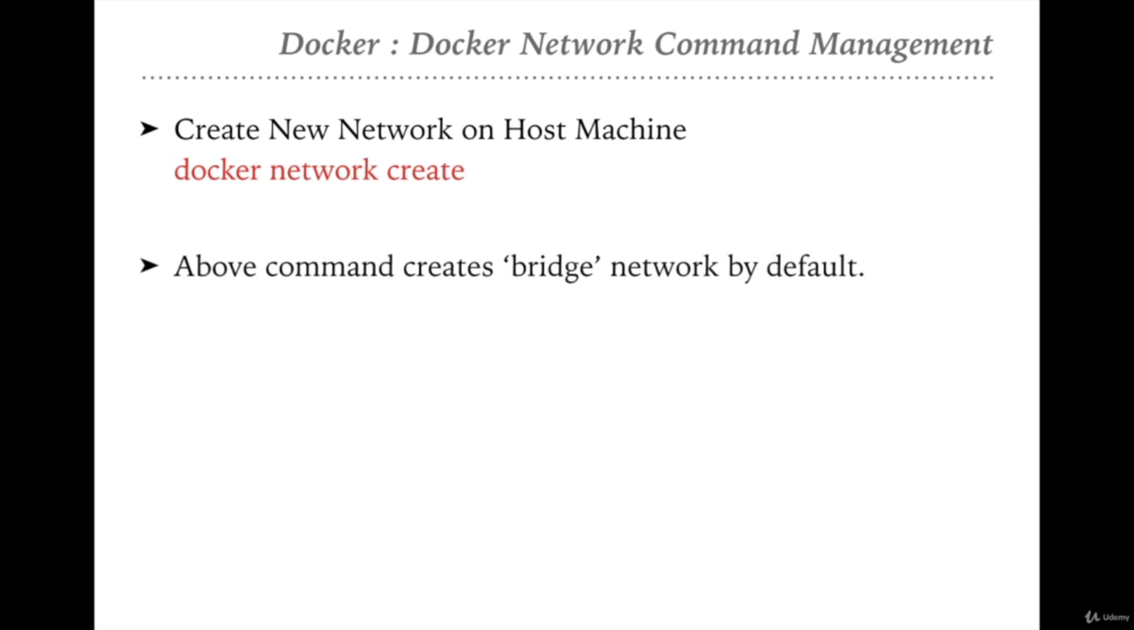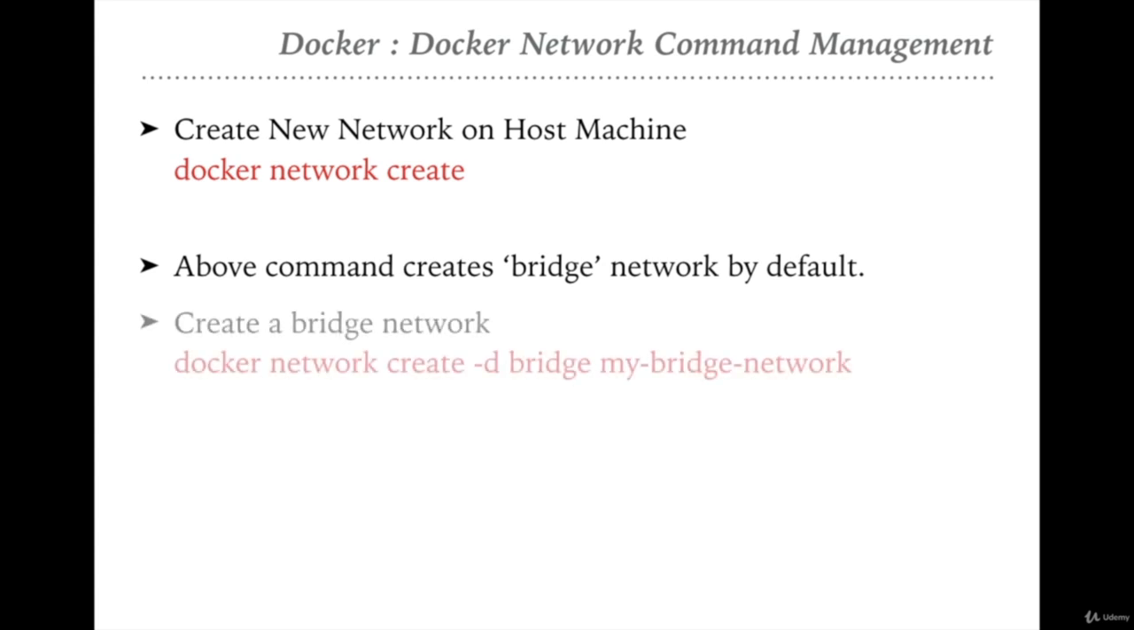Once you execute the above command, it will create a default bridge network, right? So by default bridge network is assigned to all the containers, and when you are not defining which kind of network or driver you want to use, then any network which you create on a Docker host machine will be created and assigned to the driver which is called bridge, right? And we have discussed the bridge in the previous lectures.